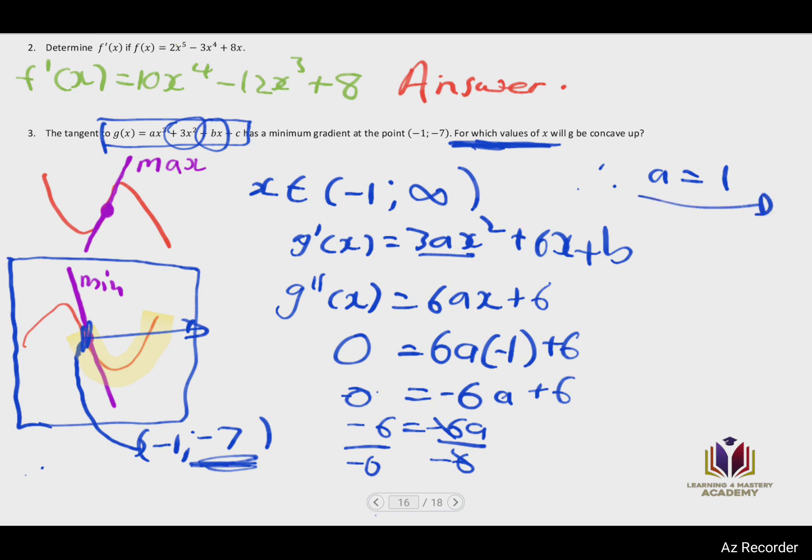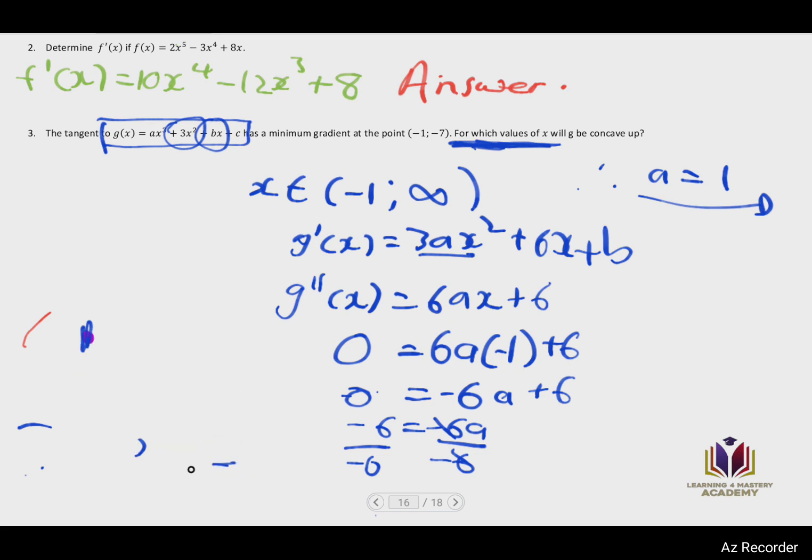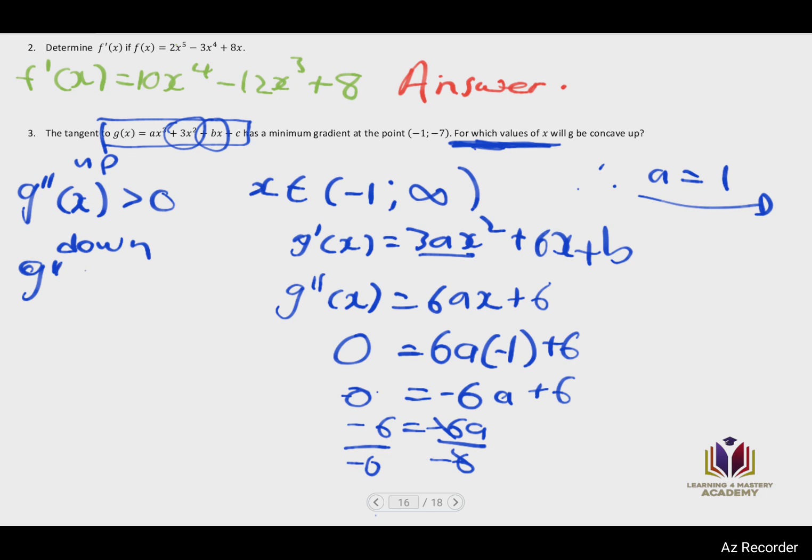Now, we have to work this out, right? We have to calculate what our x values are, right? They said concave up. If it's concave up, it means g double prime has to be greater than 0. If it was concave down, g double prime would be less than 0, okay? But now we're dealing with concave up. So, quickly, let me just do this.